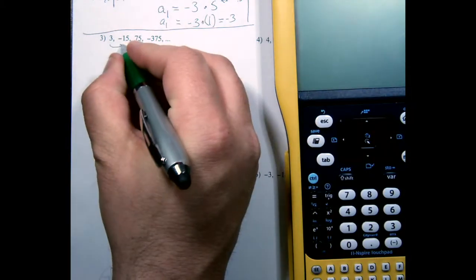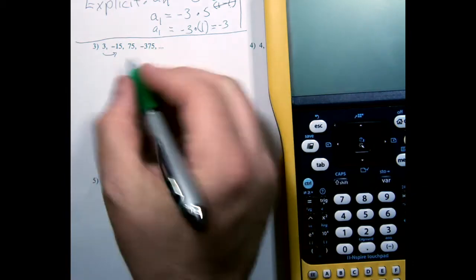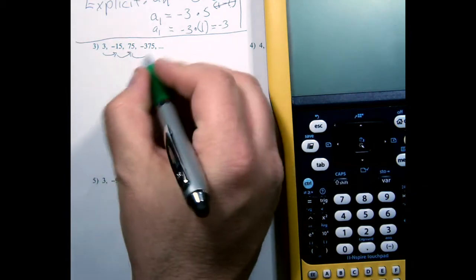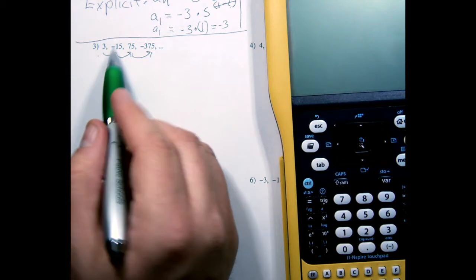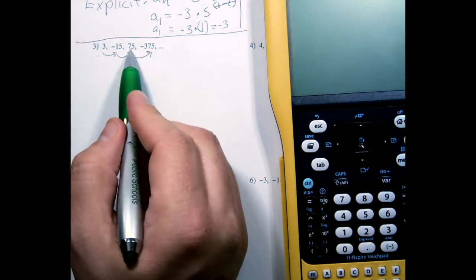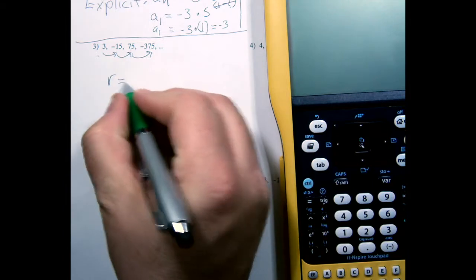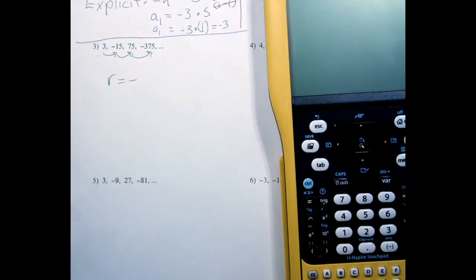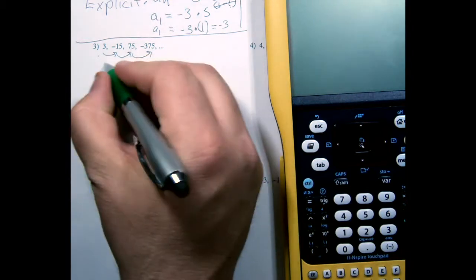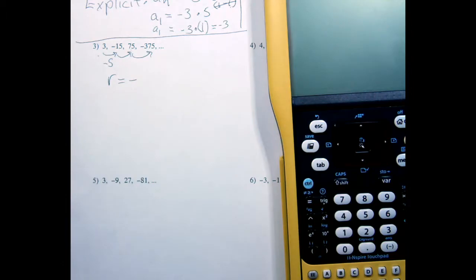It's just like problem number 1, but if you notice, the signs are alternating. In other words, it's going from a positive number to a negative number. That usually means that my common ratio is negative. That's the only way I can go from positive to negative, negative to positive. And I think it's -5 because that's what we had last time.